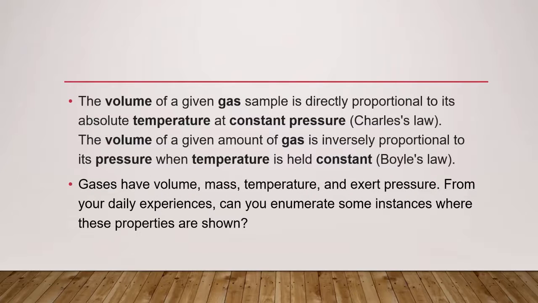The volume of a given gas sample is directly proportional to its absolute temperature at constant pressure: Charles' law. The volume of a given amount of gas is inversely proportional to its pressure when temperature is held constant: Boyle's law. Gases have volume, mass, temperature, and exert pressure. From your daily experiences, can you enumerate some instances where these properties are shown?